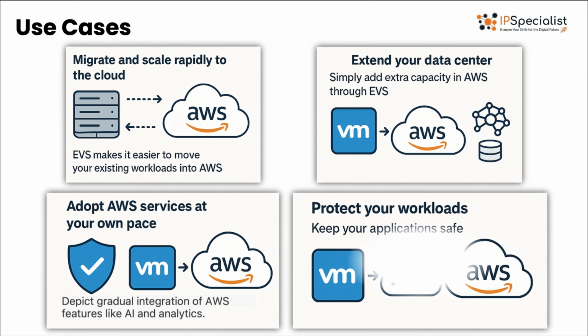Lastly, protect your workloads. EVS also helps you keep your applications safe. By running VMware on AWS, you can back up your data and recover faster during outages, reducing downtime and data loss. This makes disaster recovery much easier and more reliable.